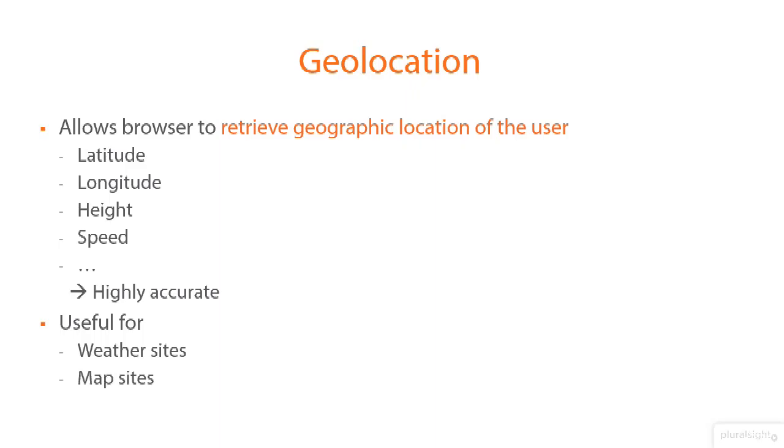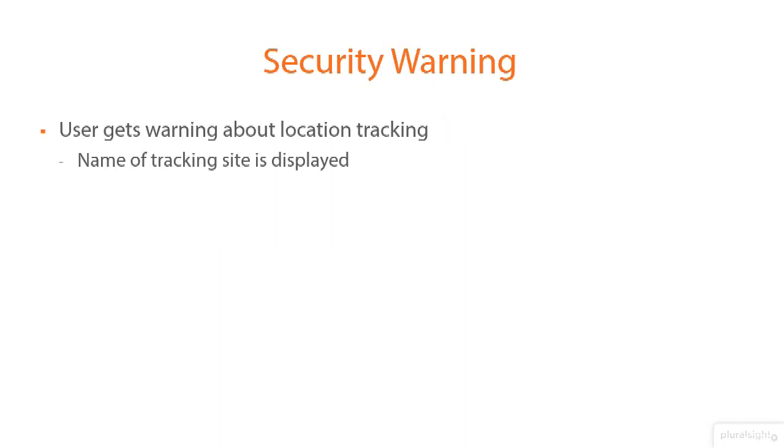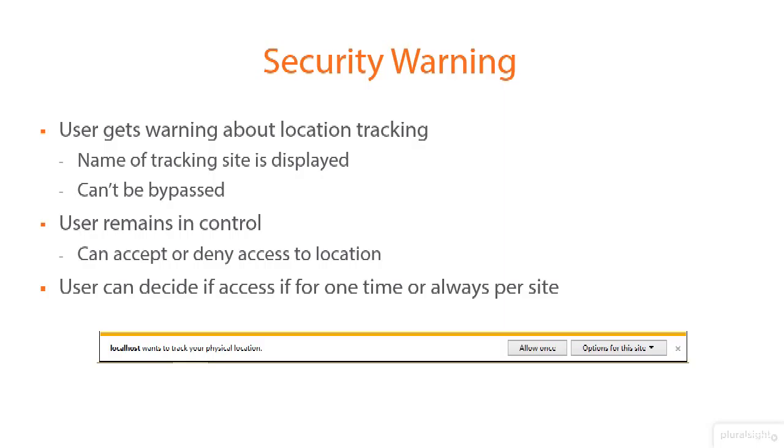Many sites love to know where you are currently. This gives them the ability to serve you better. Sites with weather information, traffic information, or maps, for example, all benefit from this information. On the other hand, geographical information is sensitive data. And as a user, you don't always want each site to know where you're currently at.